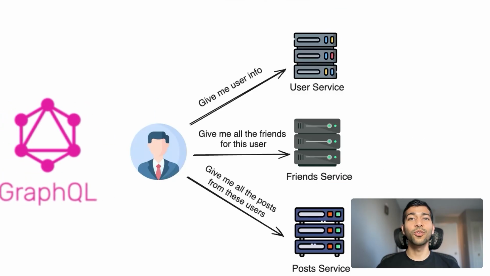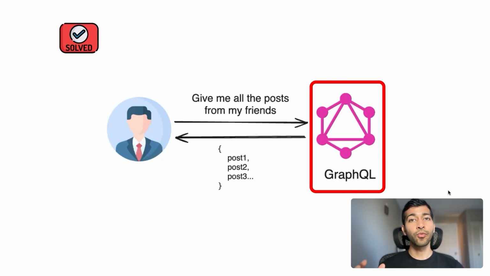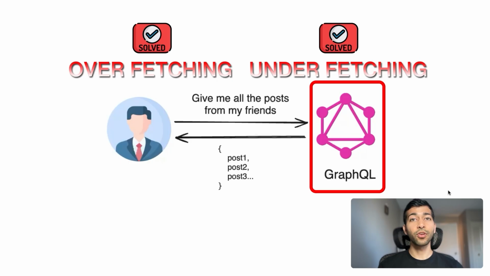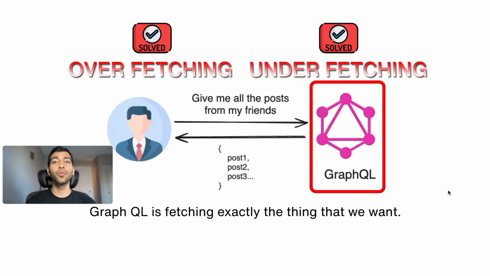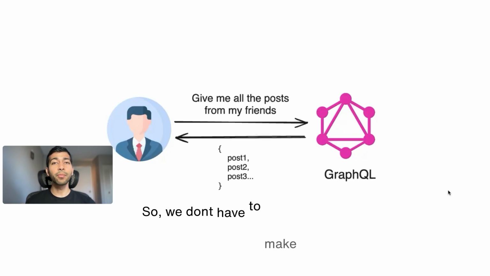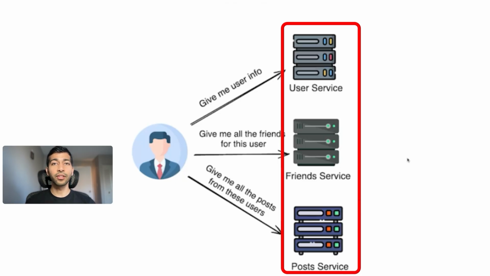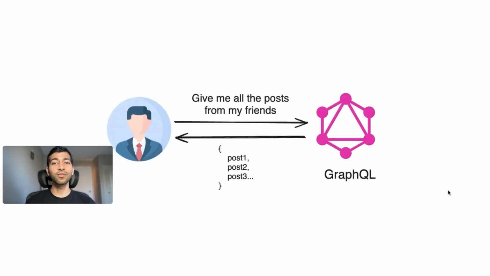And that is why GraphQL came into the picture. If we had to do that with GraphQL, we would just say, give me all the posts from my friends, and GraphQL would simply return all of the posts. Very, very efficient in comparison to REST. GraphQL solved the problem of overfetching and underfetching. It fetches exactly the thing that we want, not more, not less. So we don't have to make multiple round trips to different services, combine them, and then filter some of the items. That is why it's very efficient.